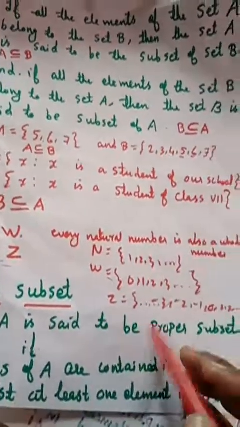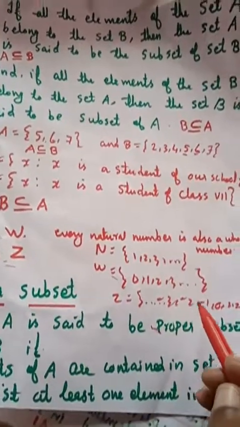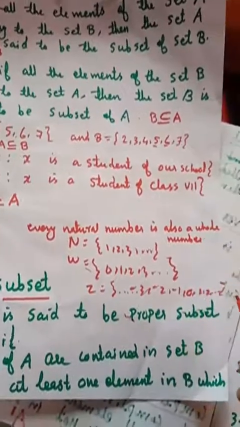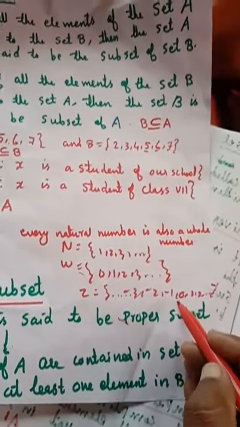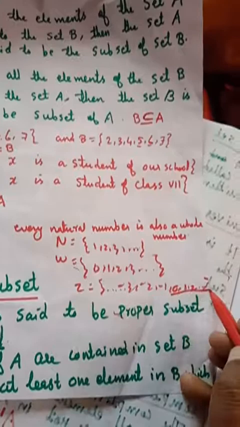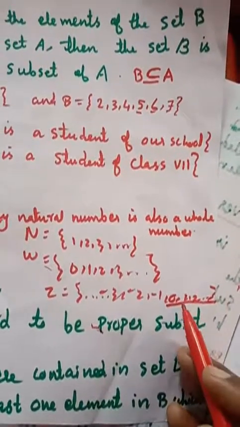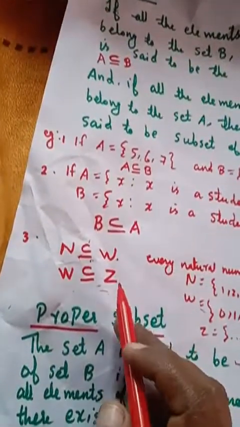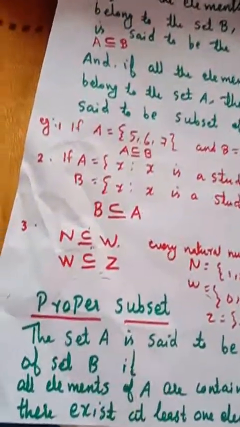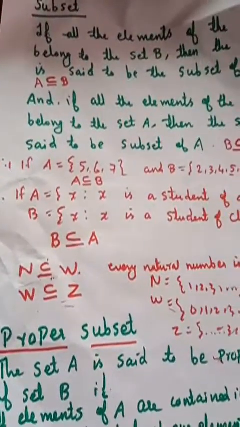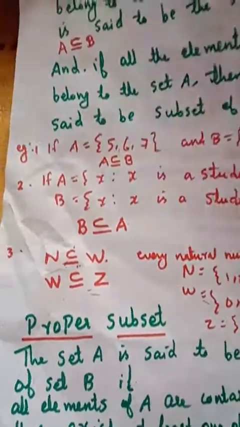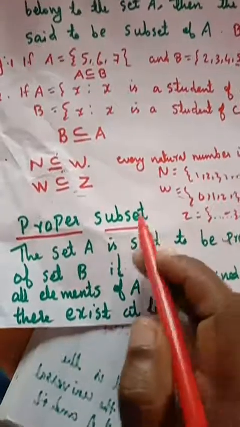Integers means negative numbers are there: negative 2, negative 1, 0, 1, 2, 3, etc. Then the 0, 1, 2, 3, etc. are called the set of whole numbers. So the whole number set is a subset of Z. Z means the set of integers. Clear? Okay. Next, proper subset.